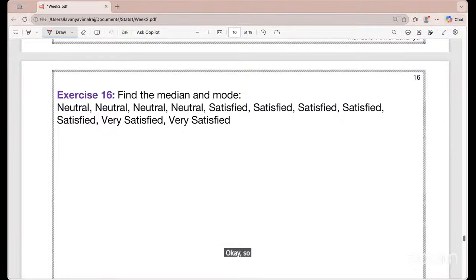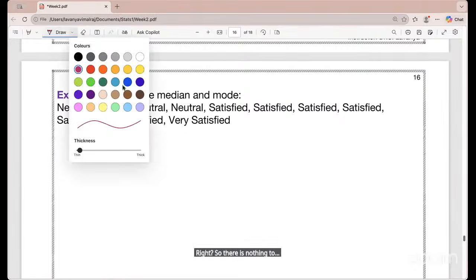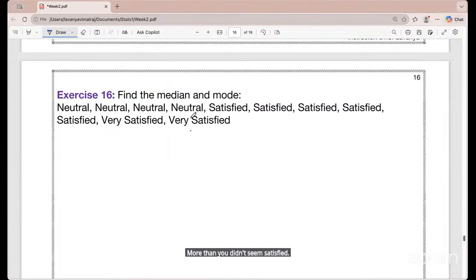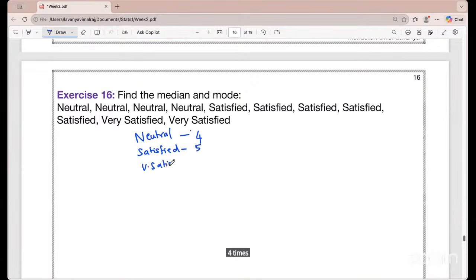Okay, so let's see the answers now. First of all, we need to order, but here luckily it is already in order, so there is nothing to order. Which one is the mode? Satisfied is the mode. Because neutral appears 4 times, satisfied appears 5 times, and very satisfied 2 times. So this is the mode.